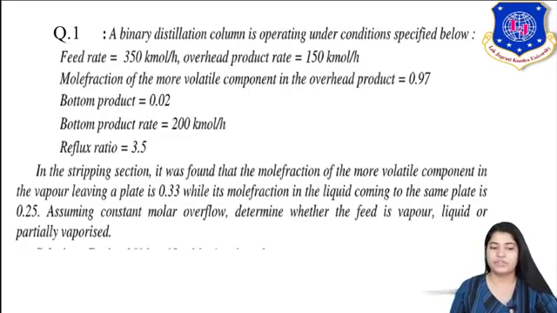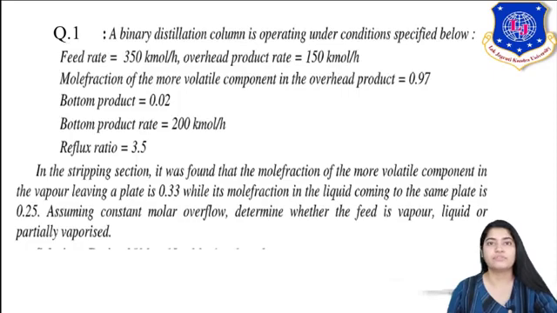Now read this carefully. In the stripping section, it was found that the mole fraction of the more volatile component in the vapor leaving a plate is 0.33, while its mole fraction in the liquid coming to the same plate is 0.25. Assuming constant molar overflow, determine whether the feed is vapor, liquid or partially vaporized. The data given, 0.33 and 0.25, is for the stripping section, hence you have to use the operating line equation of the stripping section. We have to find whether the feed is vapor, liquid or partially vaporized.